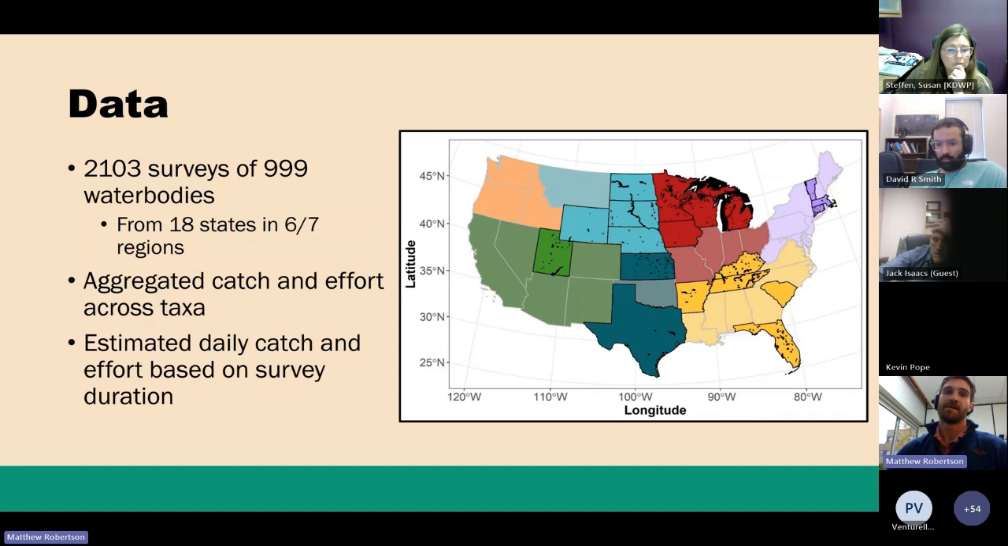In general, we aggregated catch and effort across taxa. We were most interested in trying to see water body total catch and effort, not taxa-specific catch and effort. And also to ensure that estimates were comparable, we estimated daily catch and effort by dividing estimates of catch and effort by survey duration, just so we could have rate-based estimators that would be more comparable.